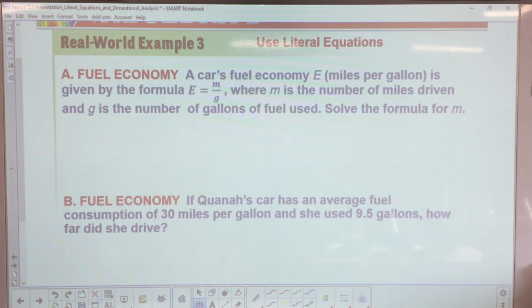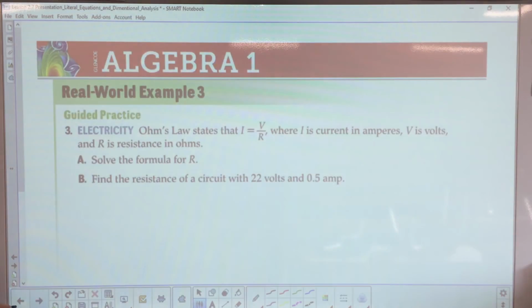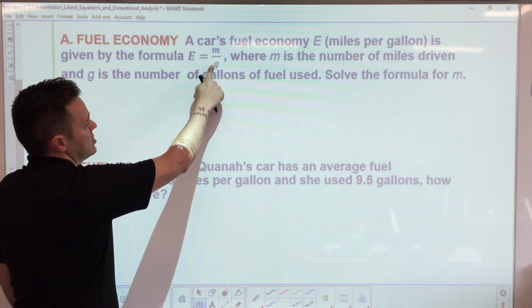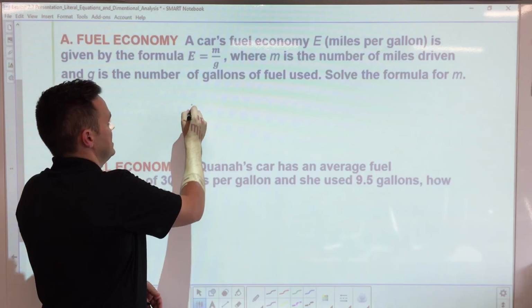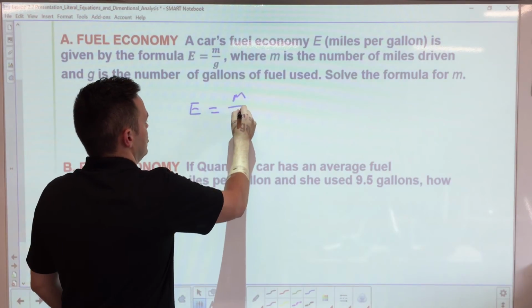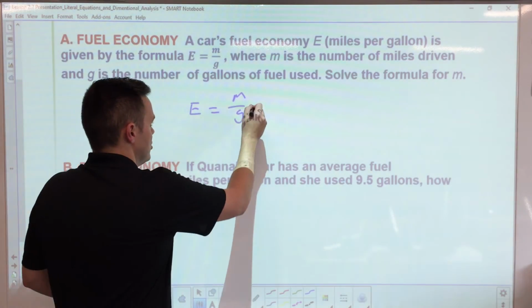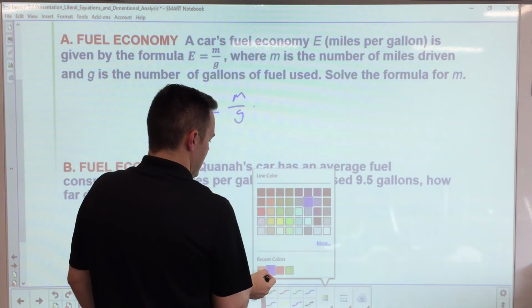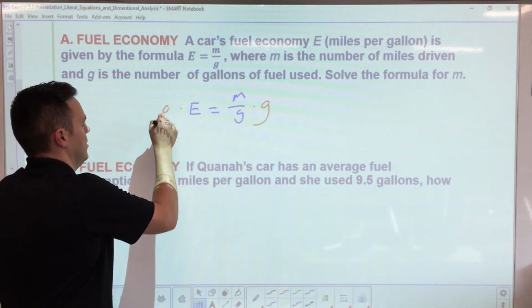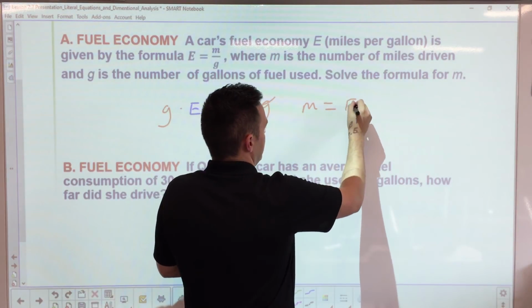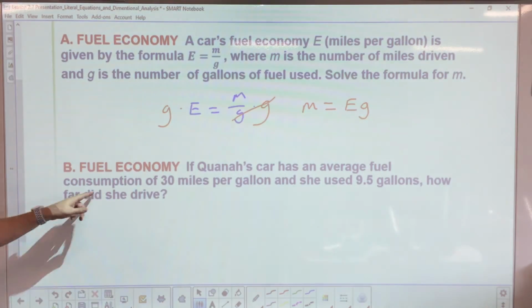A car's economy in miles per gallon is given in the formula E equals M over G, where M is the number of miles driven, and G is the number of gallons of fuel. Solve for the formula M, okay? Want to see what we did? So here's where it's formula based. We're going to take this formula and solve for M. It's E equals M over G and you're solving for M, what do you think you're going to do? Well, this M over G is in a fraction, so you need to multiply both sides by the letter G. If you do that, these G's cancel out, so you have M equals EG.